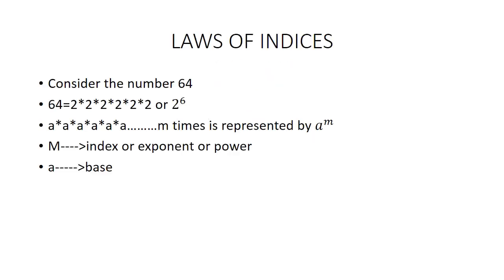In today's class, we are going to learn about laws of indices. Consider the number 64. 64 can be written as 2 times 2 six times, or you can say it as 2 power 6. Similarly, the continuous product a into a into a into a and so on m times is represented by a power m. Here m is the index or exponent or power, where a is called the base. Writing a number in index form is a short form of expressing a number.